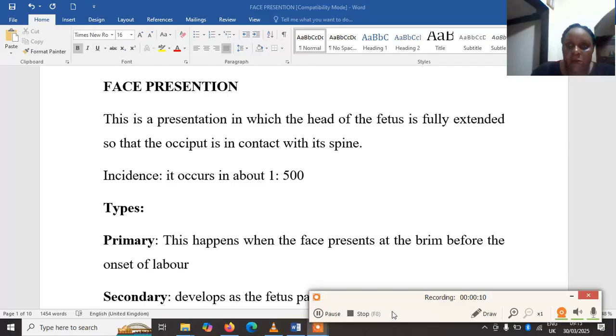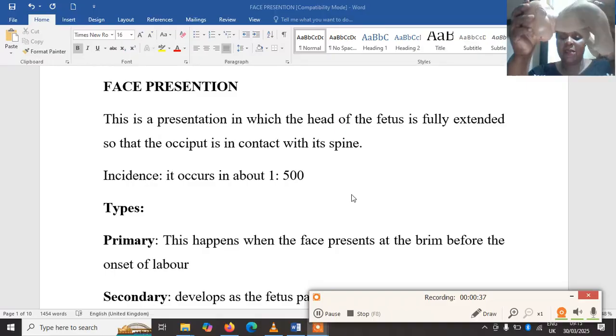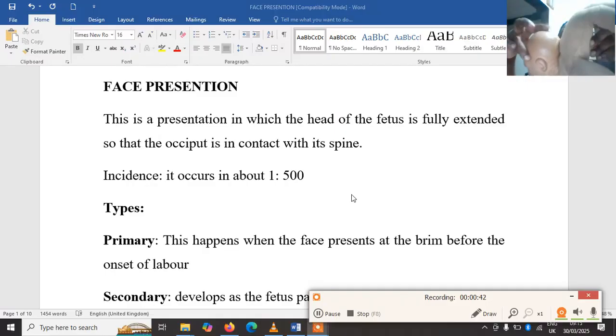I want to talk about face presentation. When I talk about face presentation, it is when the head is fully extended so that the occiput is in contact with the spine. This is what we mean. In face presentation, there is full extension, and the occiput comes in touch with the spine.